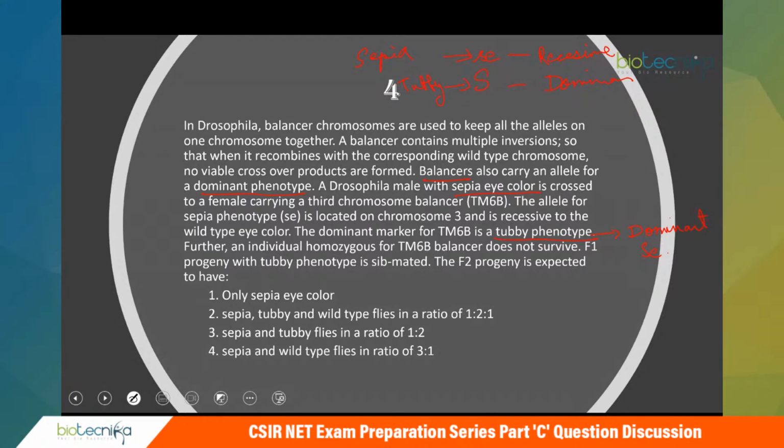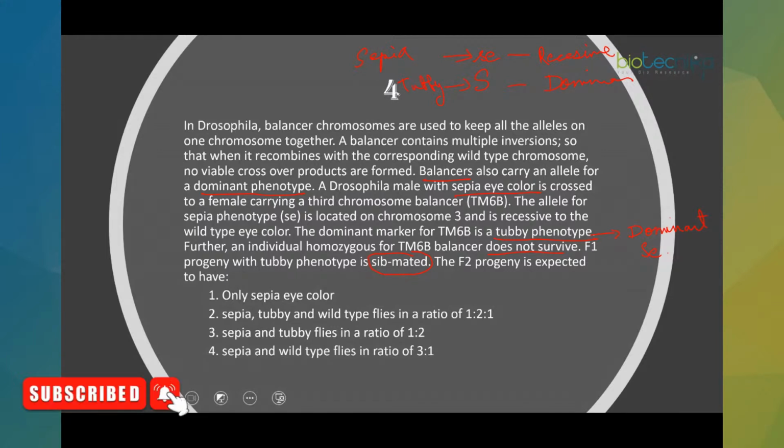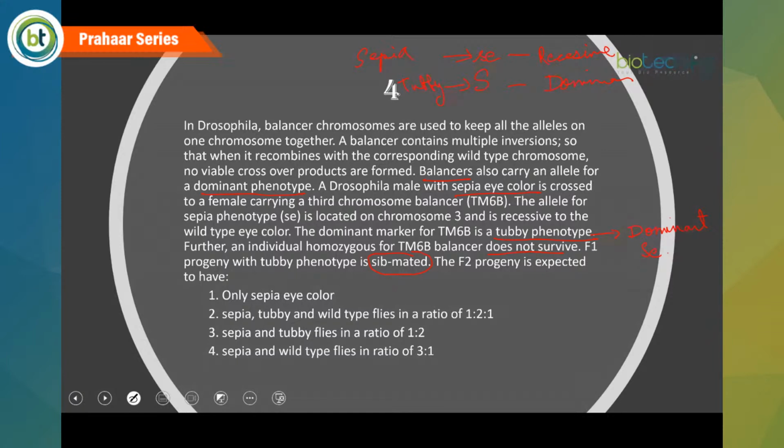Further, an individual homozygous for TM6B balancer does not survive. Now, F1 progeny with tubby phenotype is sibmated. The meaning of the word sibmated is it is crossed with an individual of the same genotype. The F2 progeny is expected to have which phenotype and in which ratio. Right. Now, we will do the cross.